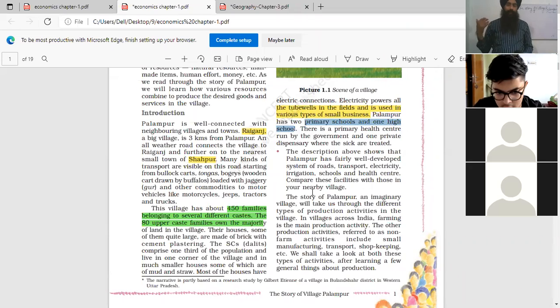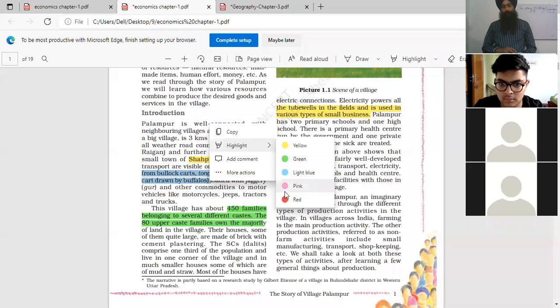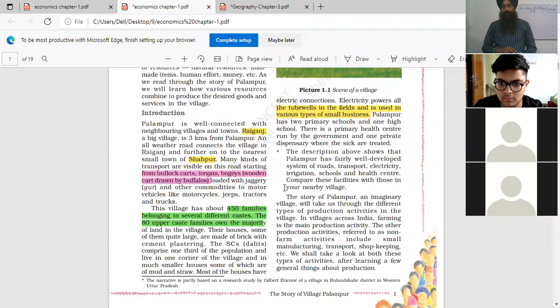When we talk about the transport facility in the village Palampur, transport is developed, but traditional vehicles are also used by the people for movement around their areas. For this, they basically prefer bullock carts and tangas. These are also used by the people in the village Palampur. Is that clear?